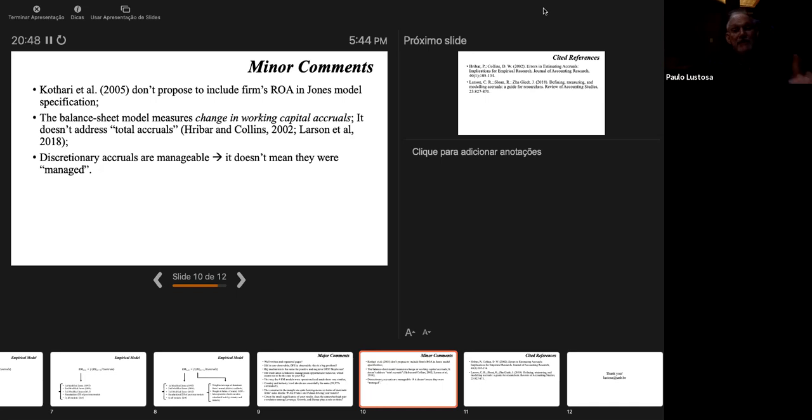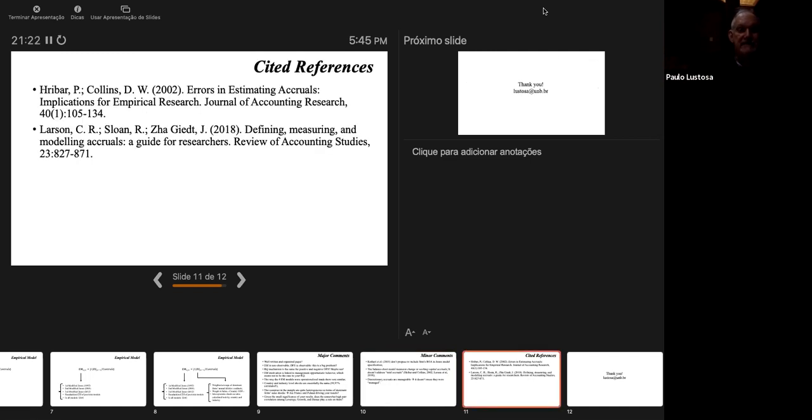Discretionary accruals are manageable. It doesn't mean they were managed. Discretionary accruals are manageable, not necessarily managed. This is something that we should think about. So you get almost 10% mean of discretionary accruals, 10% of the assets. So 10% of the assets are manageable, not necessarily managed. And these are the two papers that I refer to in this discussion. So thank you.